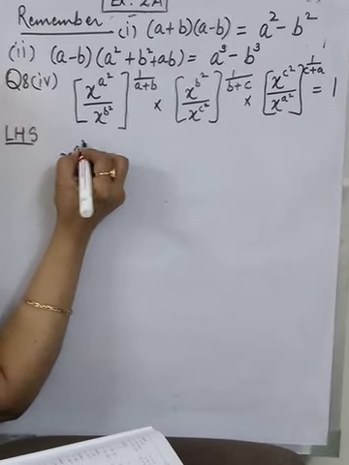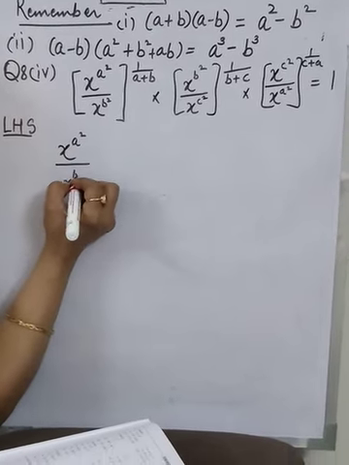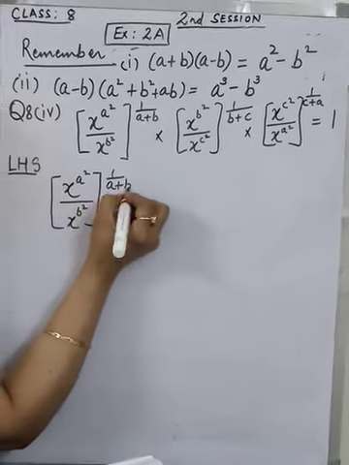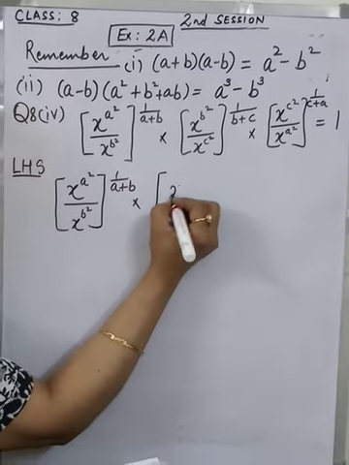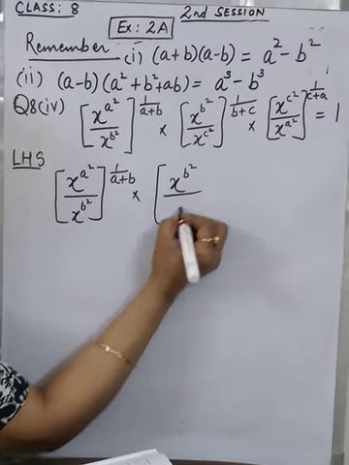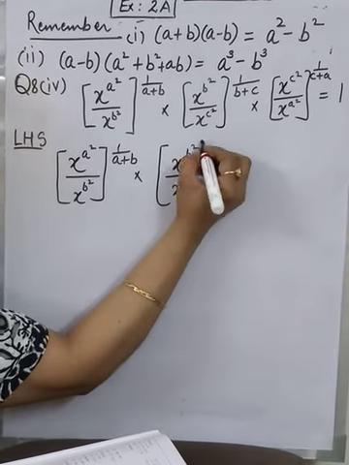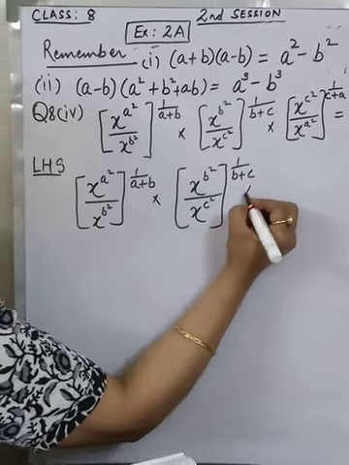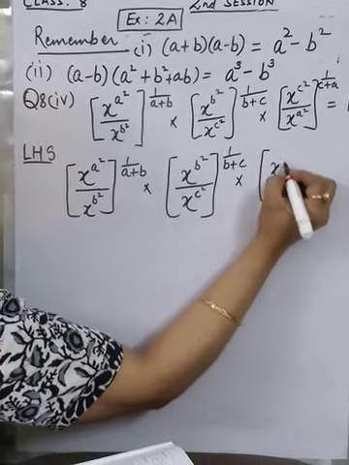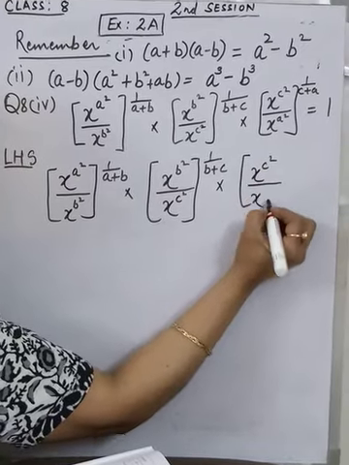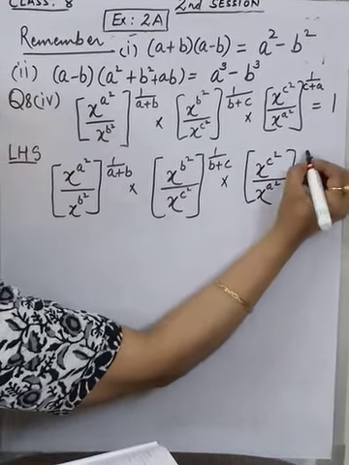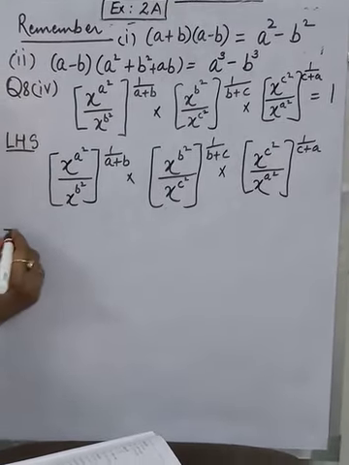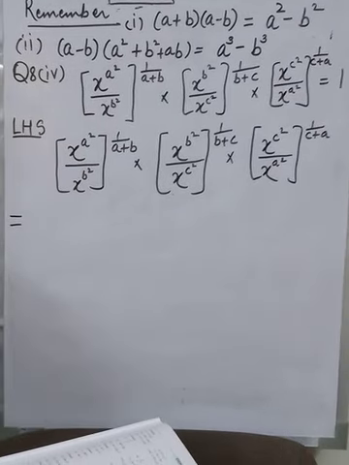(x^(a²) upon x^(b²)) whole to the power 1 upon a plus b, (x^(b²) upon x^(c²)) to the power 1 upon b plus c, and (x^(c²) upon x^(a²)) whole to the power 1 upon c plus a. Firstly, we apply the division law.